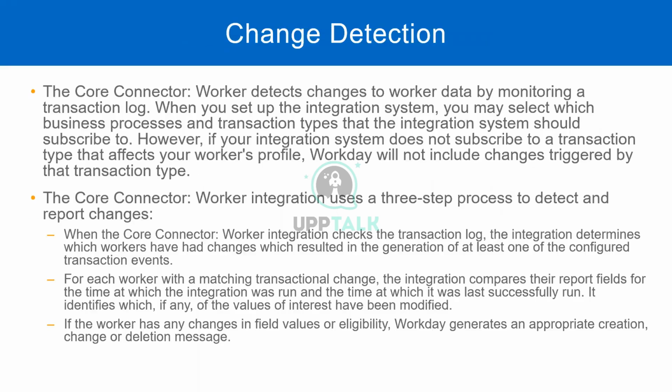So, like I said, the Core Connector Worker is very good at detecting changes, right? That is what it is used for. That is its main purpose. Its objective is to detect the changes that are happening to the worker information. So how does it do that? How does it monitor the changes? How does it accurately return the changes every single time, for every single run?